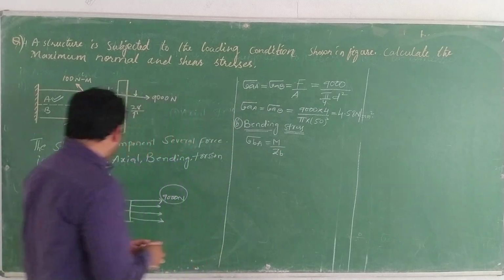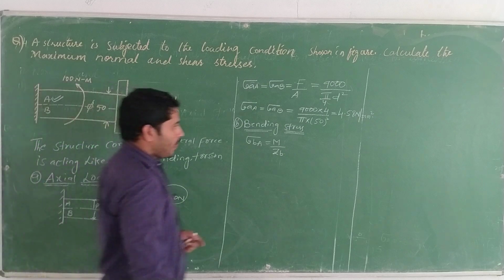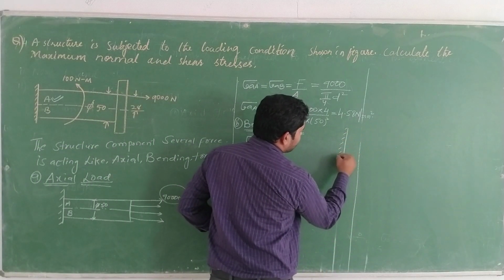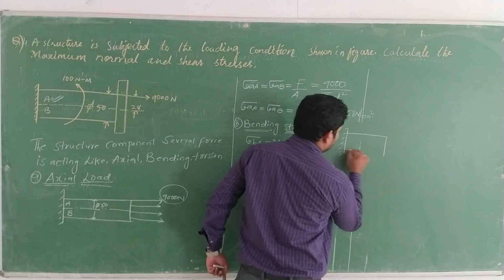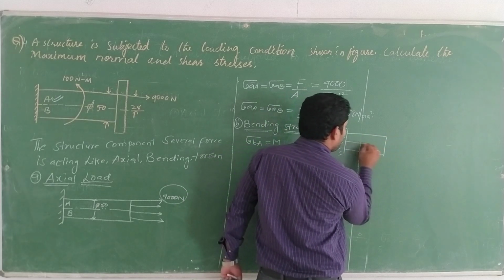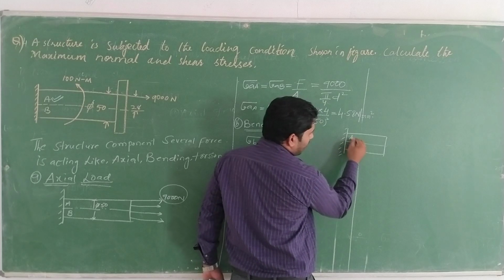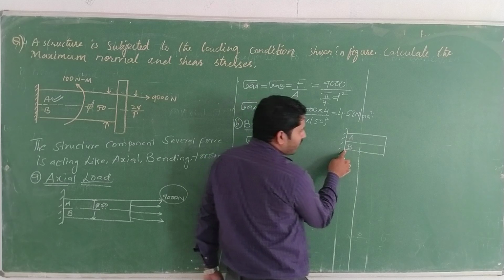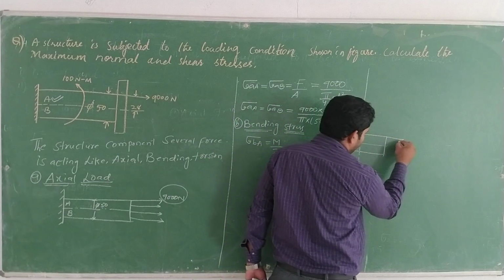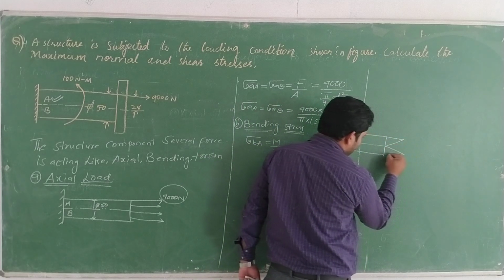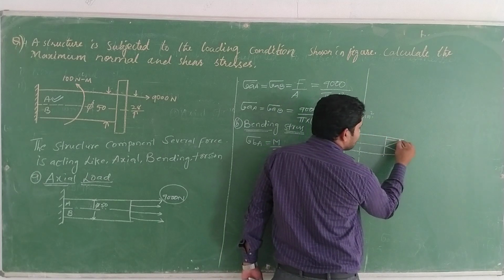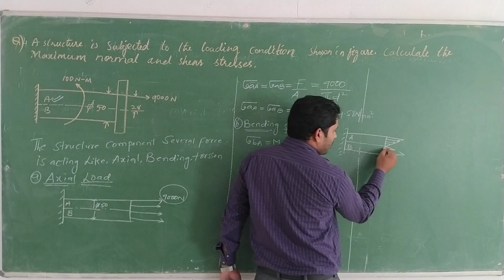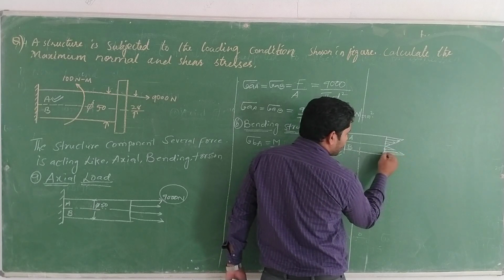Let us see the figure. Okay, this is the fixed end. They have two fibers, A and B. A we can say is the outer fiber, B the inner fiber. On the outer fiber the tensile stress is acting. Okay dear, on the inner fiber the compressive stress is acting.